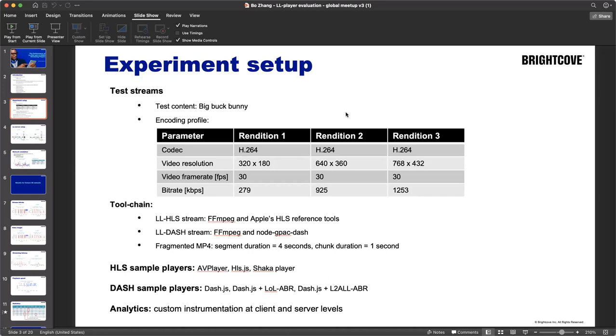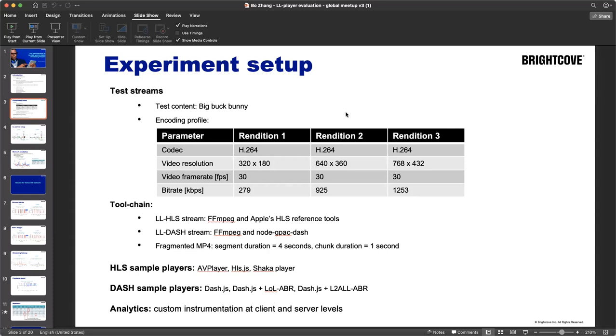We set up the low latency HLS stream using FFmpeg and Apple's HLS reference tools, and we set up our low latency DASH stream using FFmpeg and Node.js FFmpeg DASH. We also use fragmented MP4 as the container format for encapsulating the segments. The segment duration is 4 seconds and the chunk duration is 1 second, so each segment has 4 chunks given this setting. This is actually the default setting used by Apple's HLS reference tools, so we basically use the same setting.